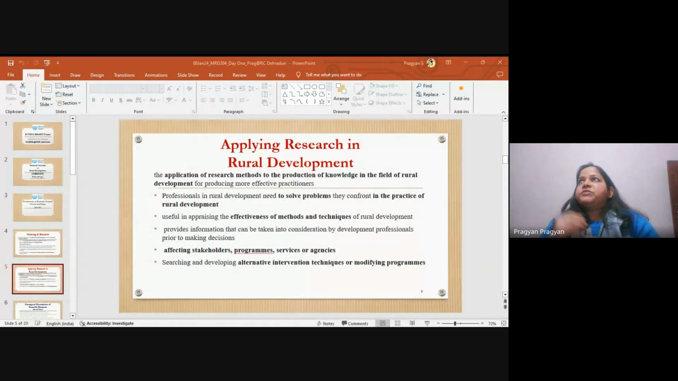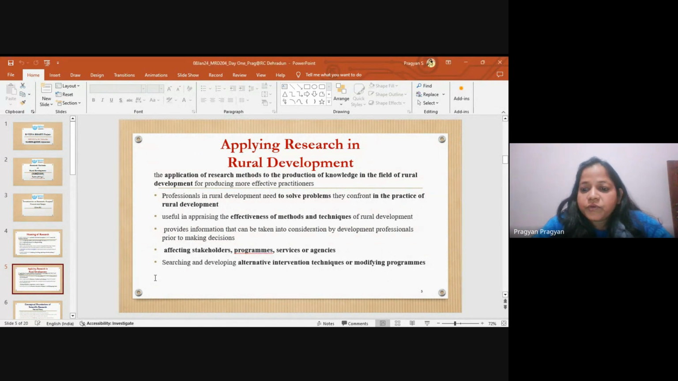Like electricity is not available, so this is a problem. Of course, this is a problem, but this is not a problem in research method. Then what is the problem? What do we call a problem in research methods in general and research methods in rural development? Actually, this problem means we are going to understand where is the gap of knowledge.